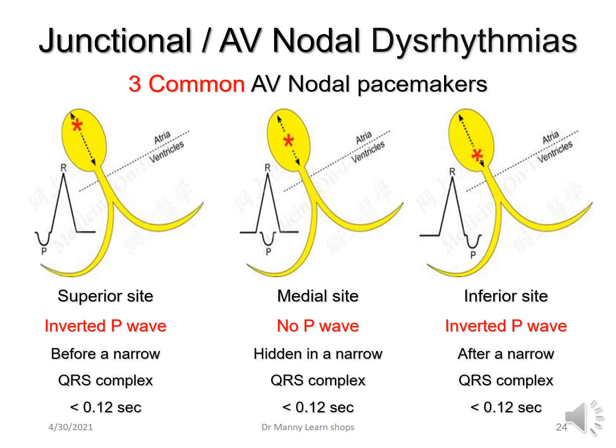If the pacemaker is located at the bottom portion of the AV node, close to the His bundle, then you'll have an inverted P wave, but this will be after a narrow QRS complex, which is typically less than 0.12 seconds.